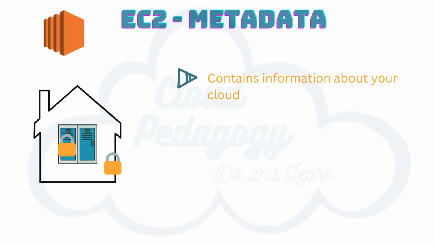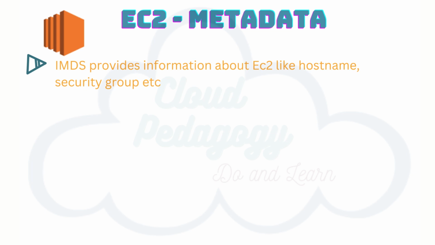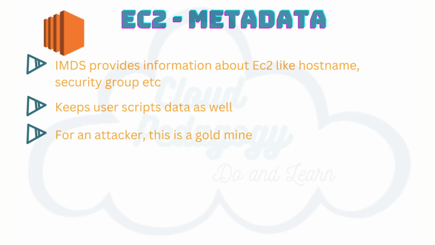So what is the EC2 instance metadata service? The instance metadata service helps code on an EC2 instance access instance metadata. IMDS provides a great amount of information about instances. This includes hostname, security group, MAC address, and much more. It also hosts user data that you specified when launching your instance. For an attacker, this is a gold mine. You should understand the security implications of the instance metadata service. This would help you to better protect your cloud.